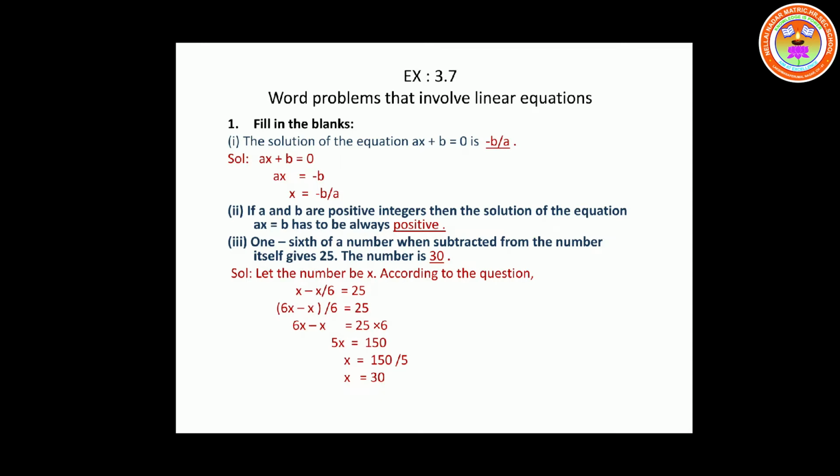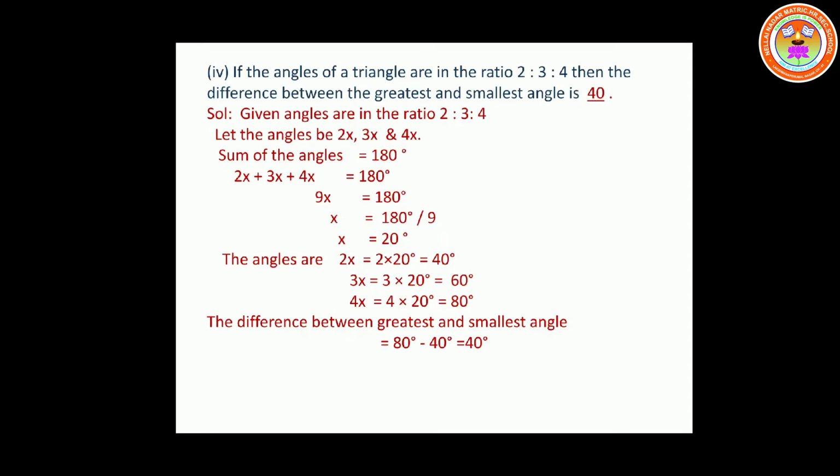What I have done is transposed 5 to the other side. So 150 divided by 5. When divided by 5, what is the answer? 30. Yes. So therefore, the number is 30. That is the answer. Next sum.